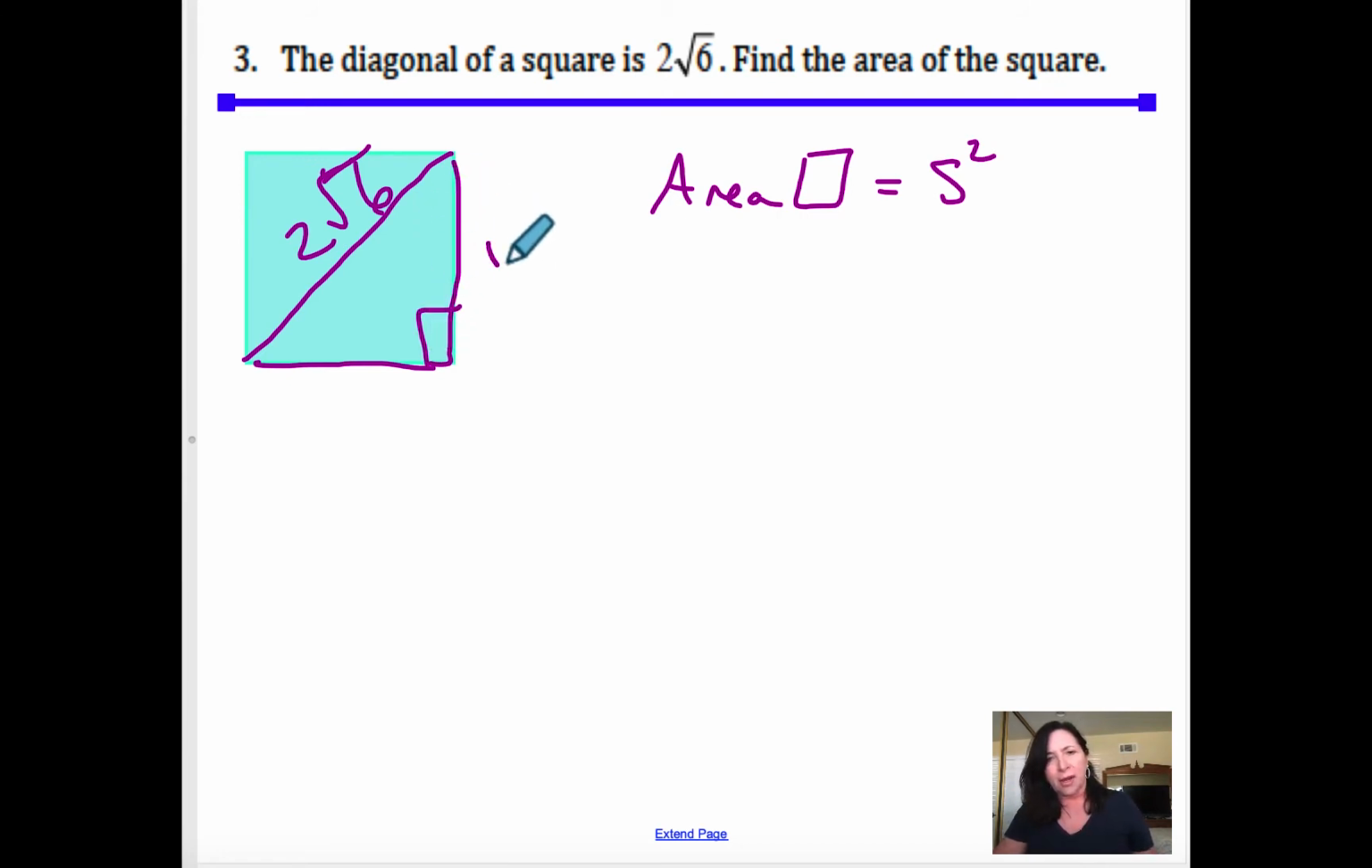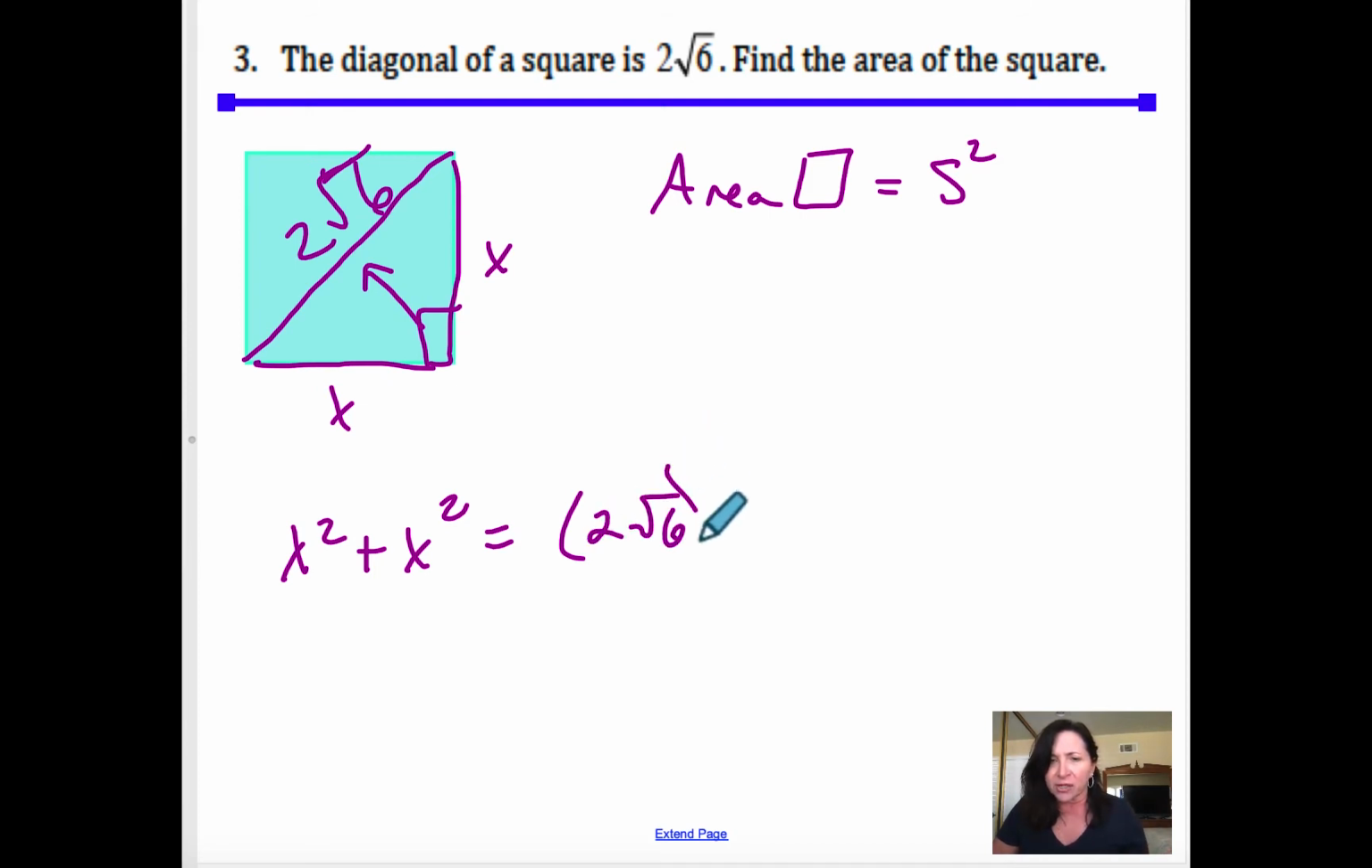So in order to find one of the sides, I noticed that they're both the same value because a square has 4 congruent, or 4 equal, sides. So I'm going to use the Pythagorean theorem, and I'm going to say x squared plus x squared. So side squared plus side squared is equal to my hypotenuse, which is the side opposite the right angle, which is (2√6) quantity squared. Now be careful with the hypotenuse.